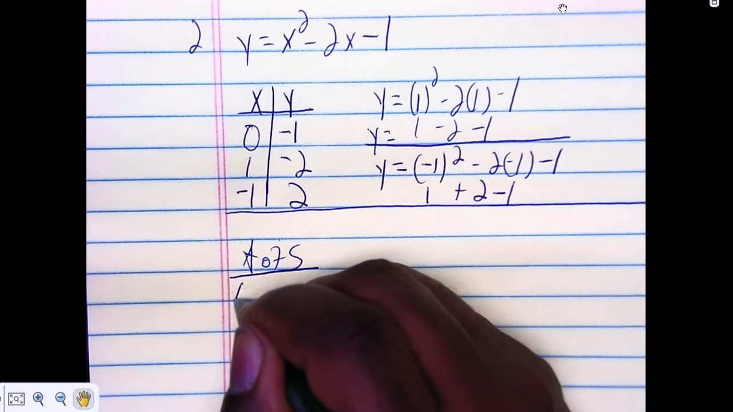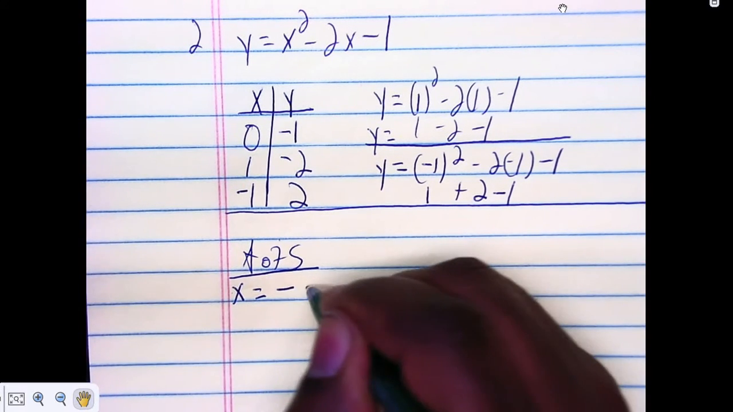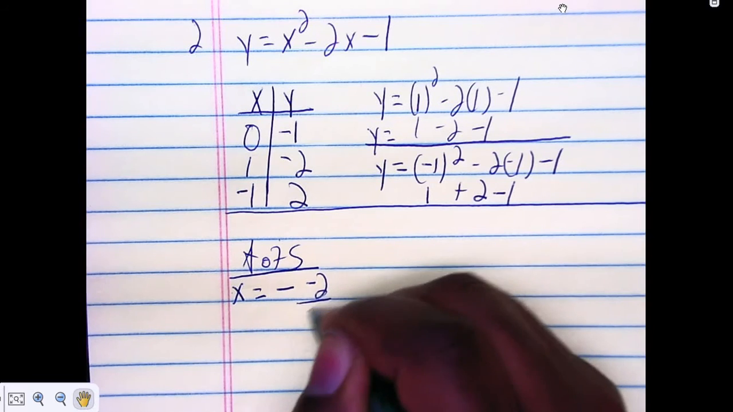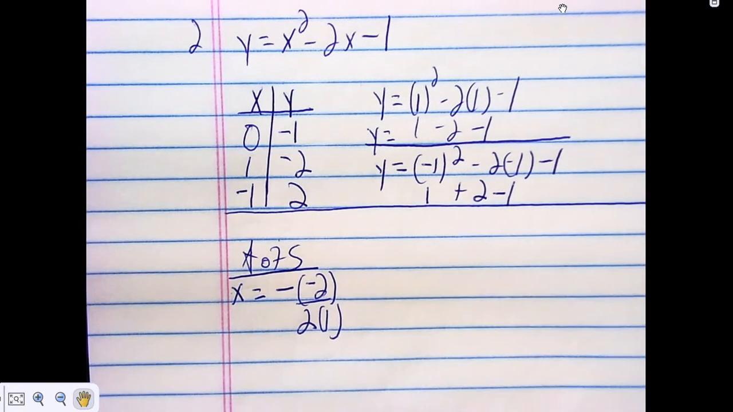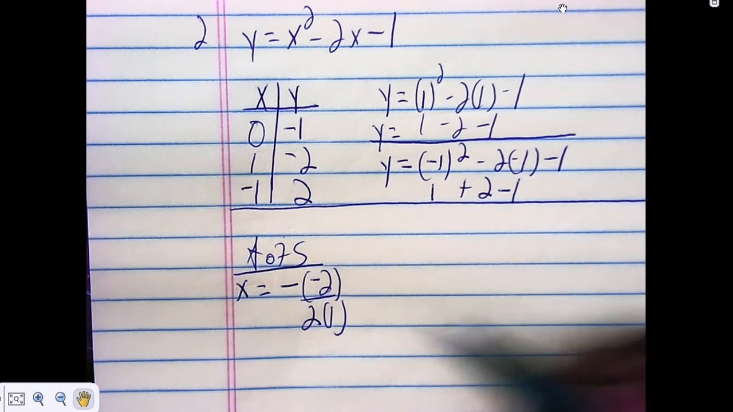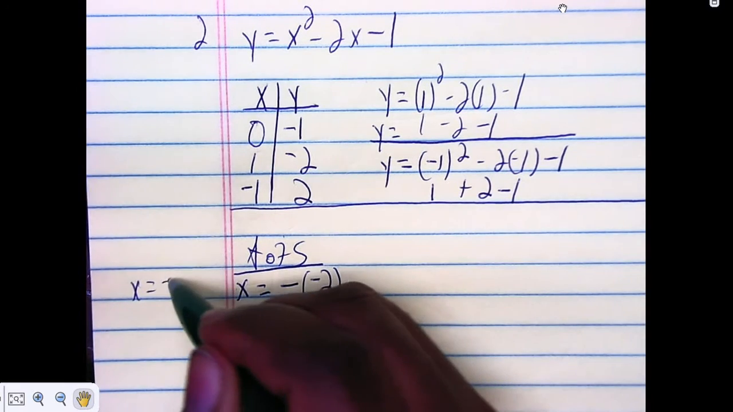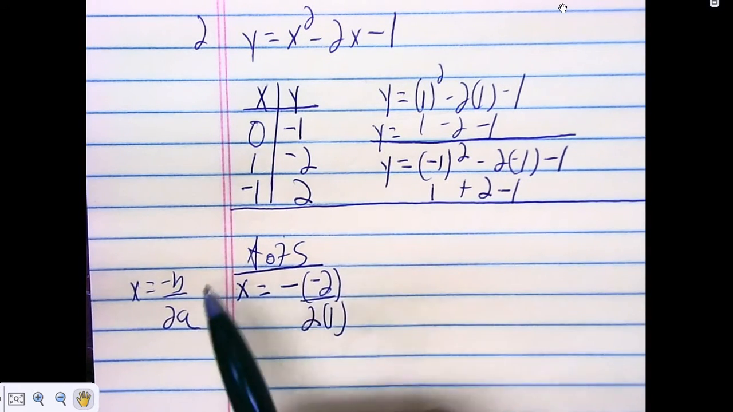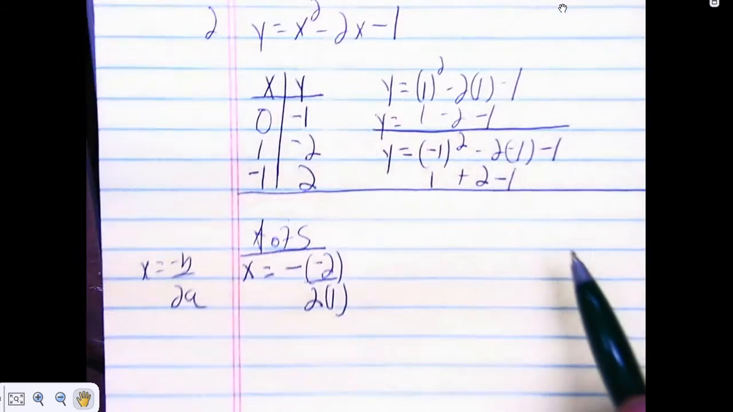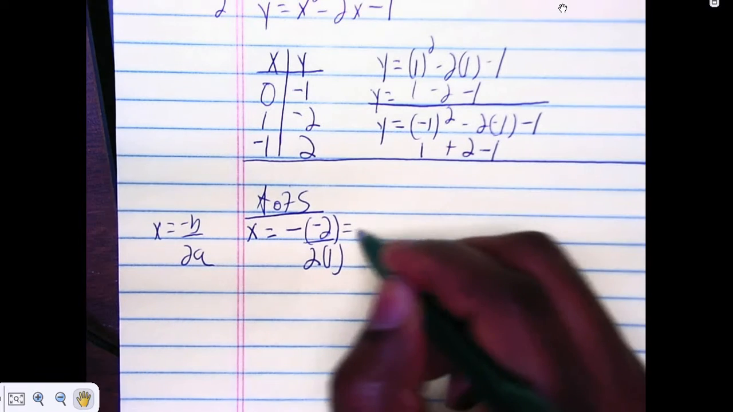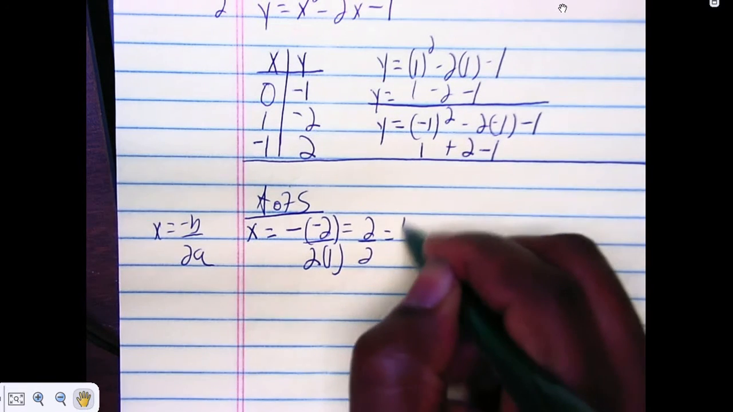And that's going to be x equals negative b over 2 times 1. Now I'm using that formula that I showed you in the notes for the axis of symmetry, which is x equals negative b over 2 times a. Remember, a, b, and c comes from this right here. Alright, so now this simplifies to 2 over 2, which equals 1.